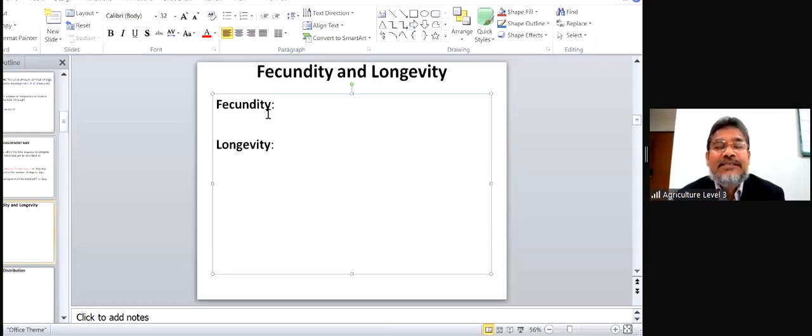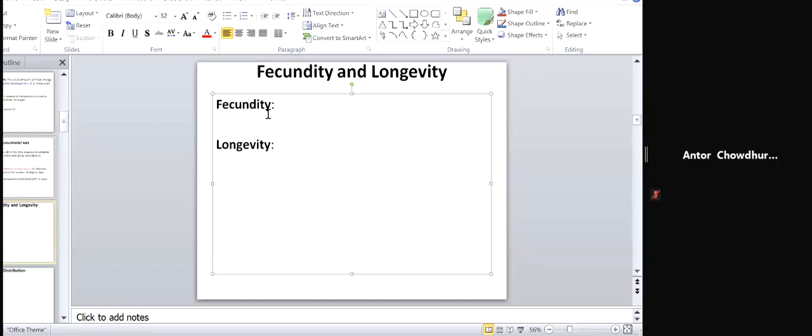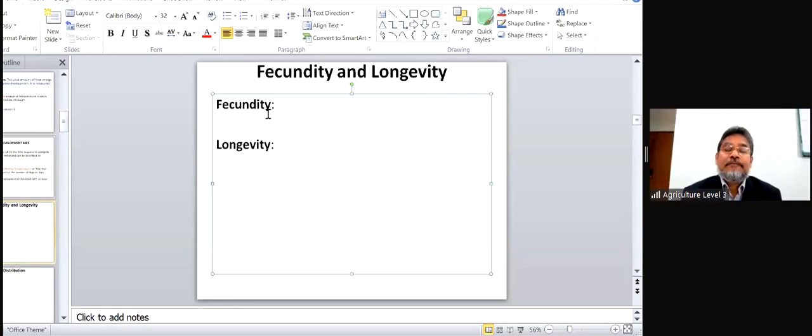What is fecundity? Fecundity is the capacity of an individual to produce offspring, how many offspring she can produce. That is the fecundity. This fecundity will be influenced. How many eggs an insect can lay or how many offspring it will produce in her lifetime is also influenced by the environmental temperature.